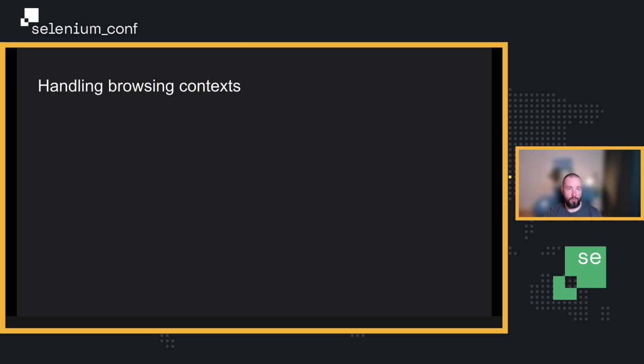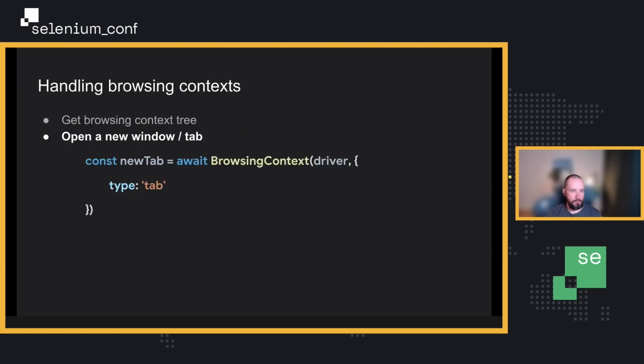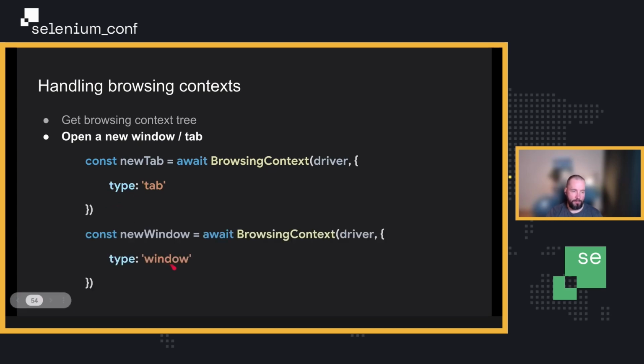So let's start with handling browsing contexts. What can you do with them? First of all, you can get the tree for any specific window, and it will get you the tree of the actual frames. You can open a new window or new tab here. So you create a new tab with that, or you can create a new window right here.